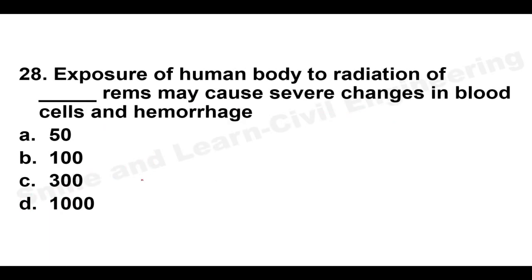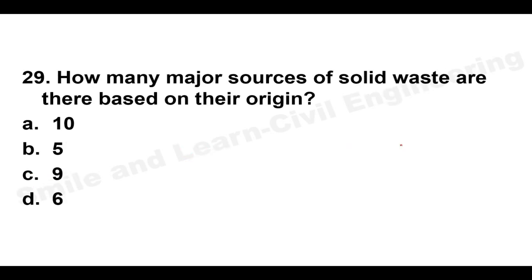Next question. Exposure of the human body to radiation of what range? We have already discussed this: 300 to 800 causes damage to blood cells and hemorrhage, and greater than 800 REMS is fatal. Next question. How many major sources of solid waste are there based on origin? The correct answer is option C, 9.